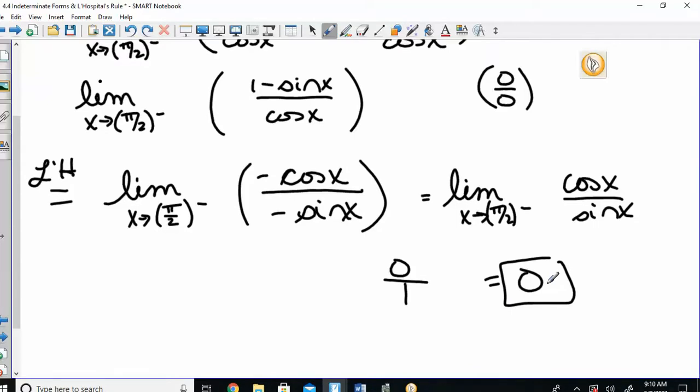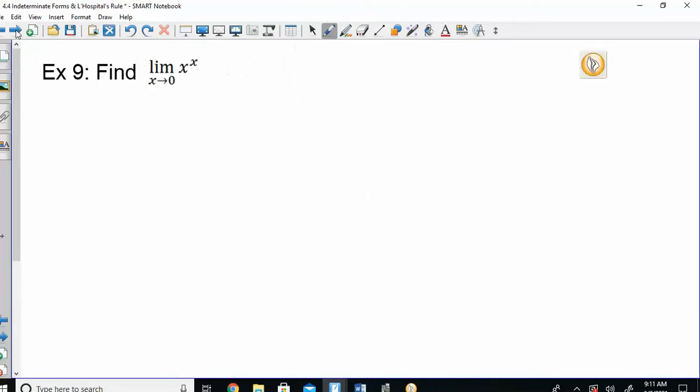Is that one okay? I am going to skip over the powers for now. We're going to do that tomorrow. But I am going to jump and do some of these examples. I want to go to example 10. Alright.